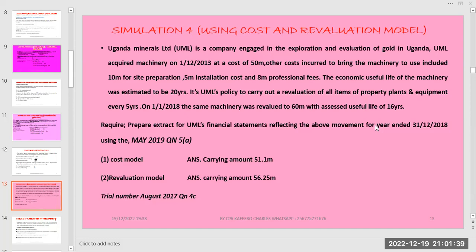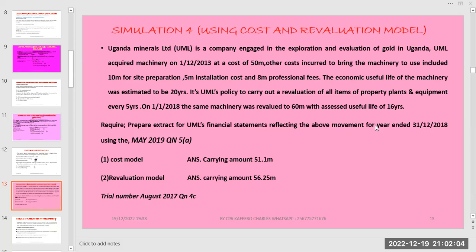And the required says we are going to be showing the extracts for the company's financial statements, reflecting the movements for the year using cost model and revaluation model.